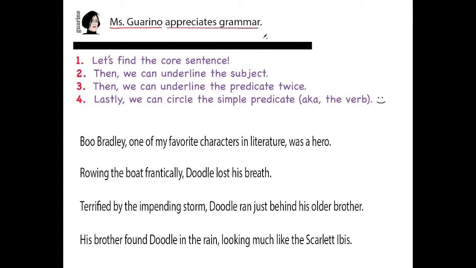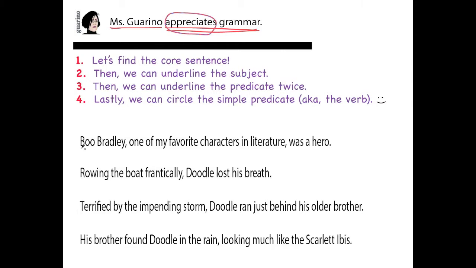Appreciates grammar is the complete predicate, so we'll put 2 lines under that. Ooh, let's see if we can get 2 lines. There we go. And appreciates is the verb, therefore it is the simple predicate, the action word. So let's get used to finding that simple predicate as well. In the next sentence, Boo Bradley, one of my favorite characters in literature, was a hero.